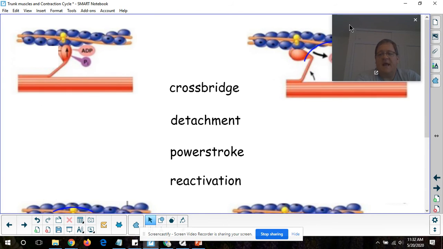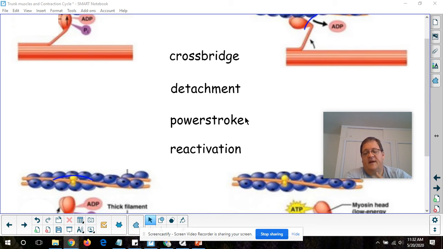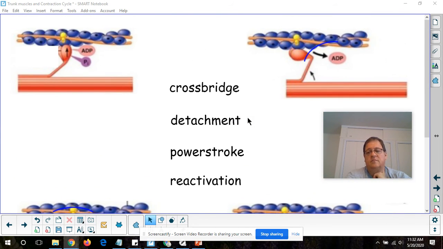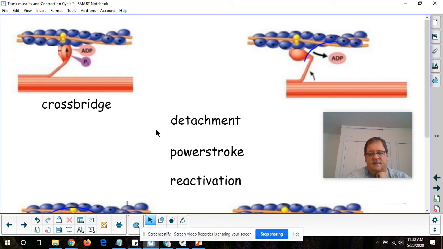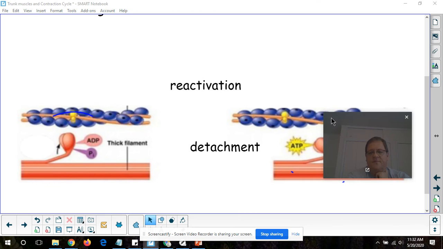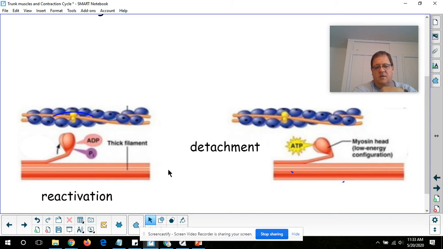All right, so here I have, let me move again. You have this page: crossbridge, detachment, power stroke, reactivation. Your job is to figure out where they go. Well, that's fairly easy, right? Crossbridge is where it connects. Power stroke is where it moves. Detachment is where it lets go, but it hasn't cocked itself back to grab again. Reactivation, now we're ready to make that next grab.